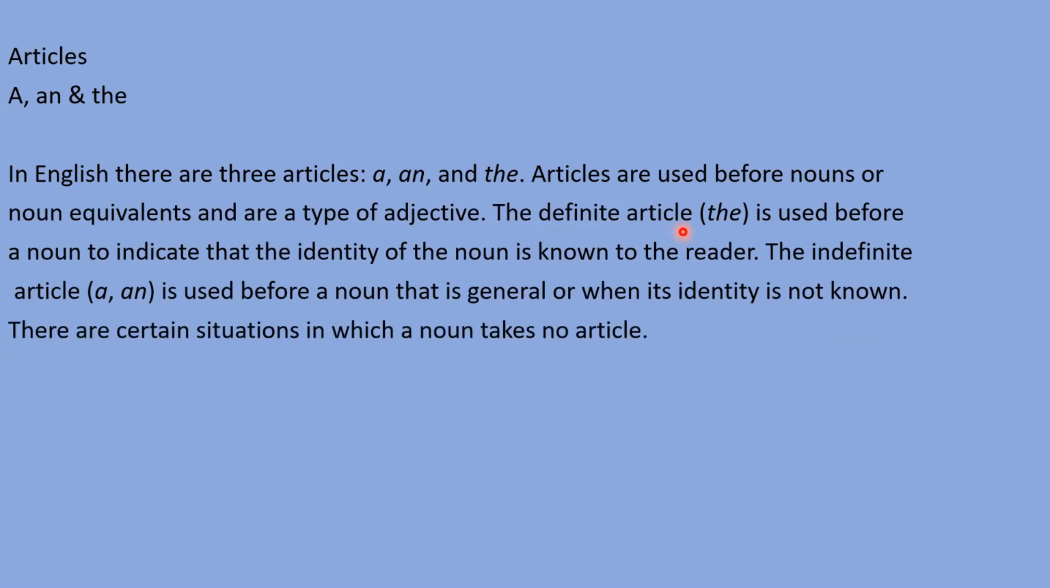There are certain situations in which a noun takes no article. So dear students, in this we have to understand when we want to make things definite, in that case we should use the article the. And when we want to make things indefinite, we should use a or an, right? With some examples, I will try to make you understand. Okay. Suppose, dear students, you are in the class and I say to you, please go and get a chair.